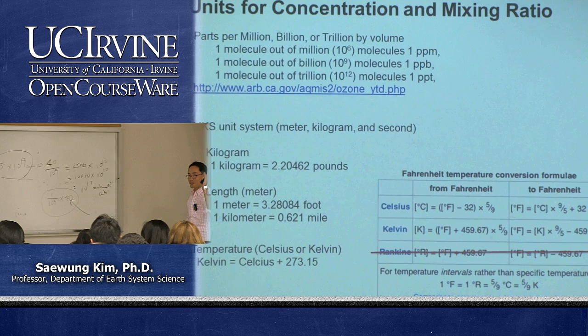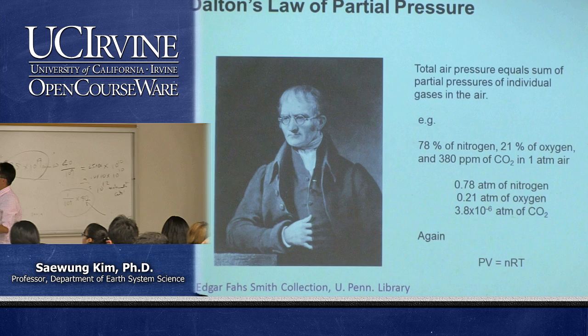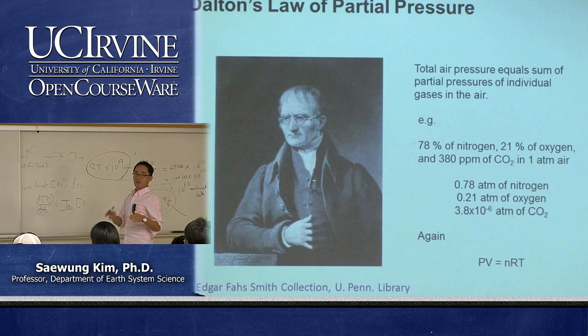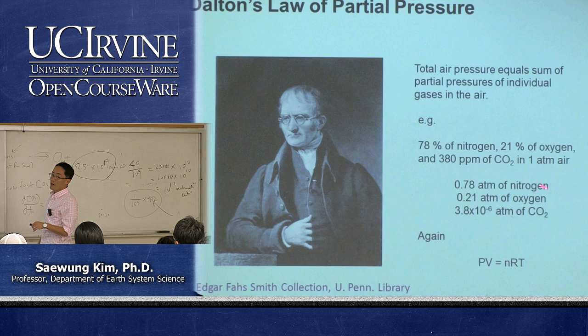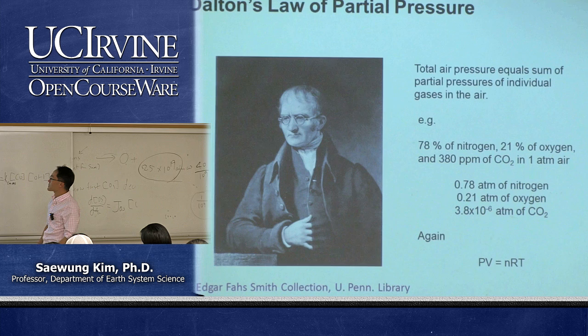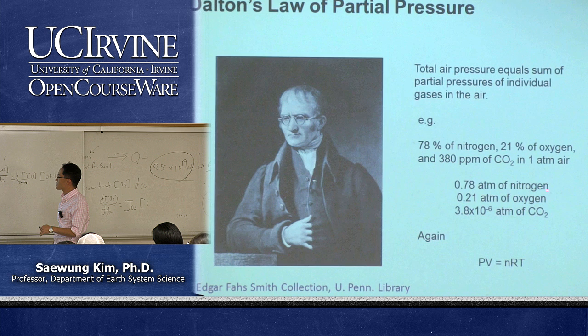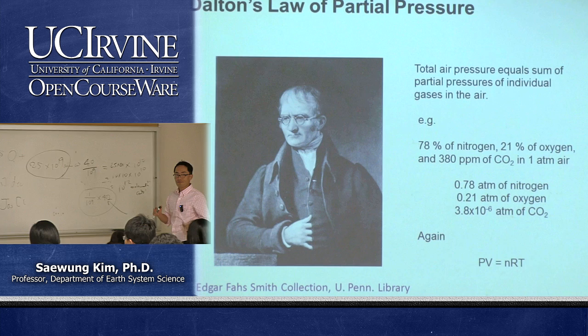And Ian is back there. He's going to help out during the discussion session. So this is partial pressure, which is basically a rephrase of the ideal gas law. You can convert the mixing ratio, ppm, ppb, and ppt, into a pressure scale. There is one atm of air in the atmosphere. We know 78% is nitrogen and 21% is oxygen, and we can convert these fractions into pressures: 0.78 atm from nitrogen and 0.21 atm from oxygen. In terms of CO2, it is 360 ppm, parts per million, so 3.8 times 10 to the minus 6 atm of pressure comes from CO2, okay? So this is how you can use this equation.